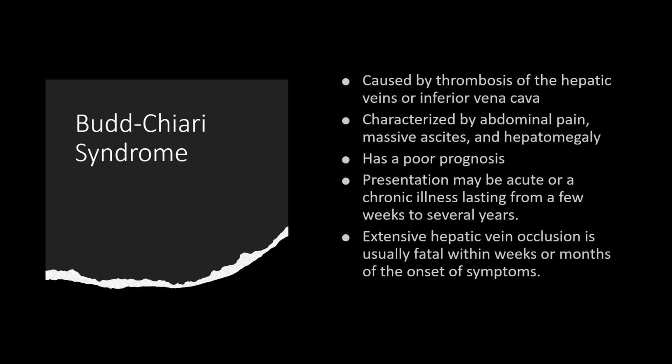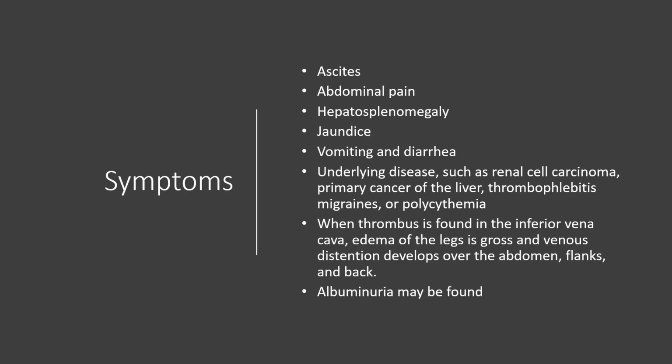The presentation, as we said, can be acute or it can be a chronic illness that lasts from a few weeks to several years. Typically, though, we're going to see that these patients have a poor prognosis, and within weeks or months of the onset of symptoms, it is usually fatal. A little bit more on the symptoms of Budd-Chiari. You're going to see ascites, abdominal pain, hepatosplenomegaly. So both the liver and the spleen may be enlarged. These patients are usually extremely jaundiced. They're going to have vomiting and diarrhea.